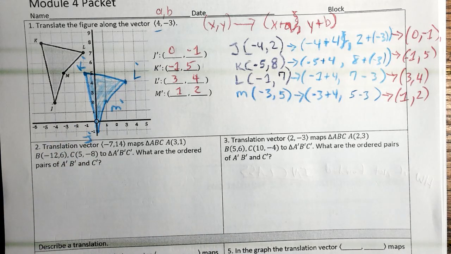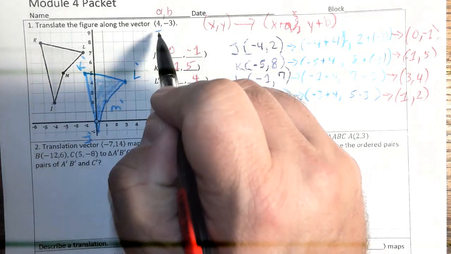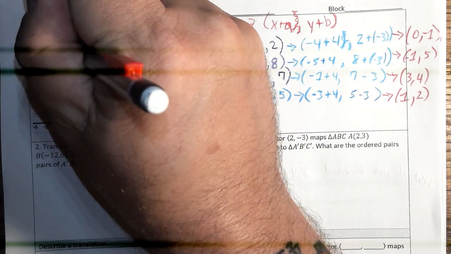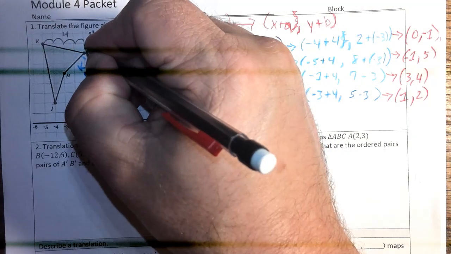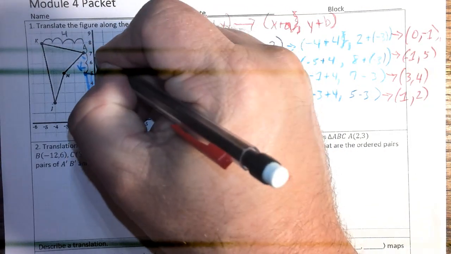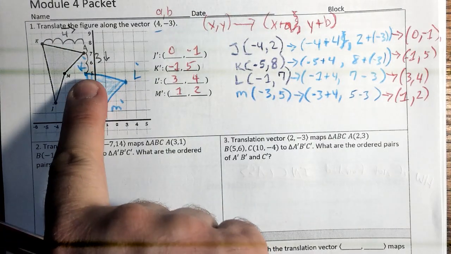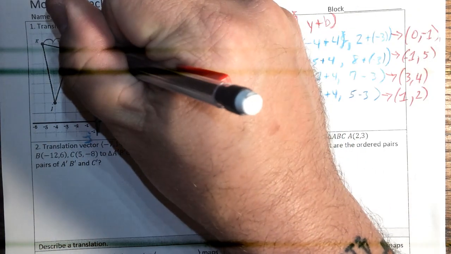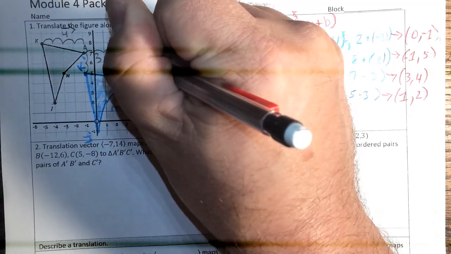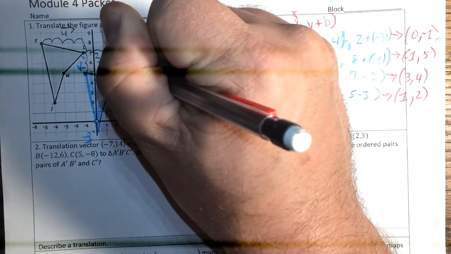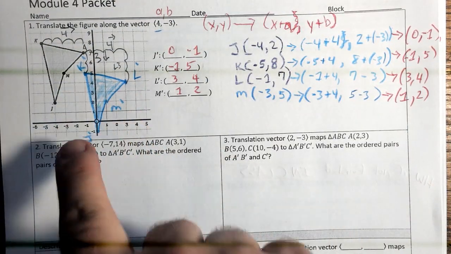I try to use this pencil. So if we go from K, we're going over 4. So 1, 2, 3, 4 to the right. And then we go 3 down. 1, 2, 3. So 4 to the right, 3 down. Look where we got. We got here. Do the same thing with L. 1, 2, 3, 4 to the right. 1, 2, 3 down. See? Just trust me. You do it with this, and you do it with this, it'll be the same thing.